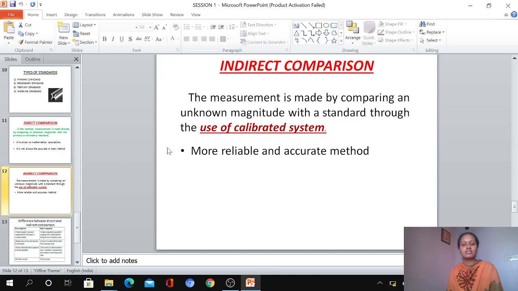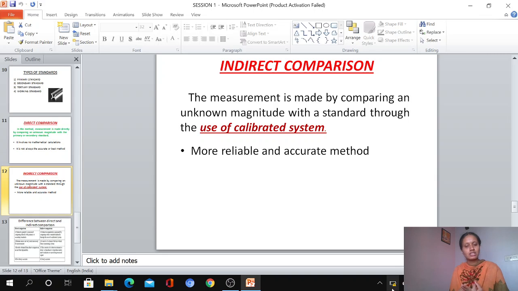Next, indirect comparison. The measurement is made by comparing an unknown magnitude with a standard through the use of a calibrated system. Indirect: we cannot get the direct results in this method. So here we use the entire calibrated system to take the measurement. The calibrated system may consist of a sensor or transducer, signal conditioning unit and display unit.